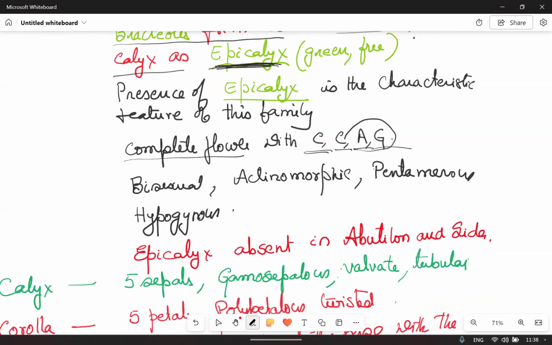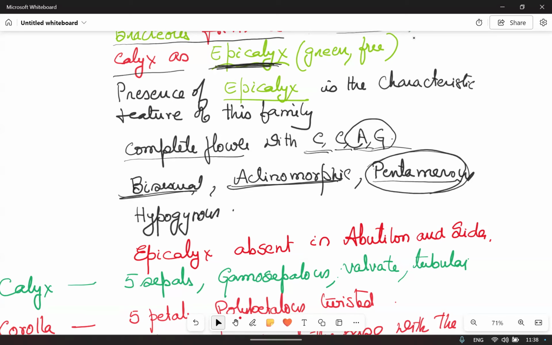Androecium and gynoecium are present, that's why it is a bisexual flower. You can cut the flower; when you cut the flower in any vertical plane, we get 2 equal halves. That's why actinomorphic. How many sepals are there? 5 sepals are there. And how many petals? 5 petals are there. So, merosity is pentamerous. Pentamerous flower.